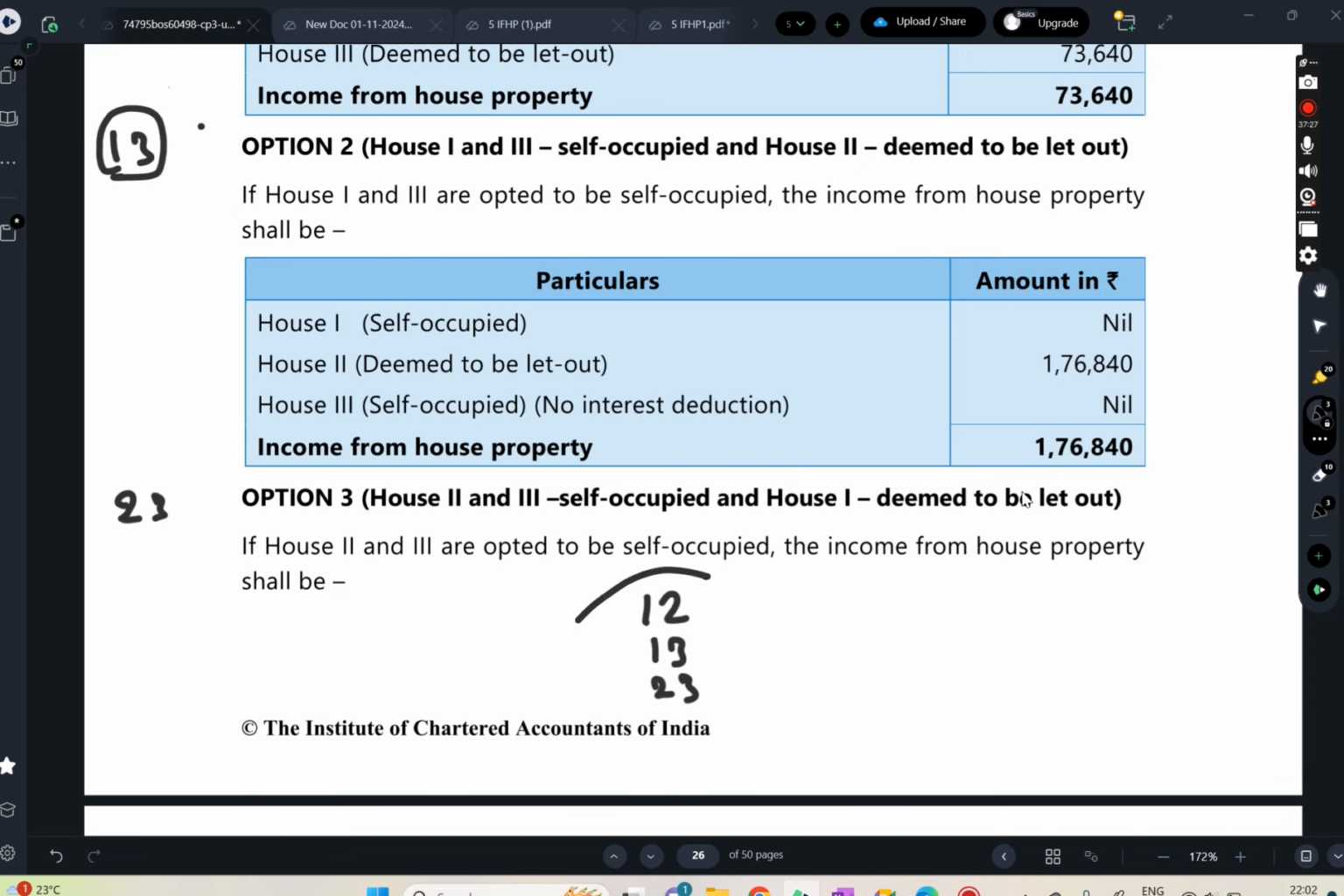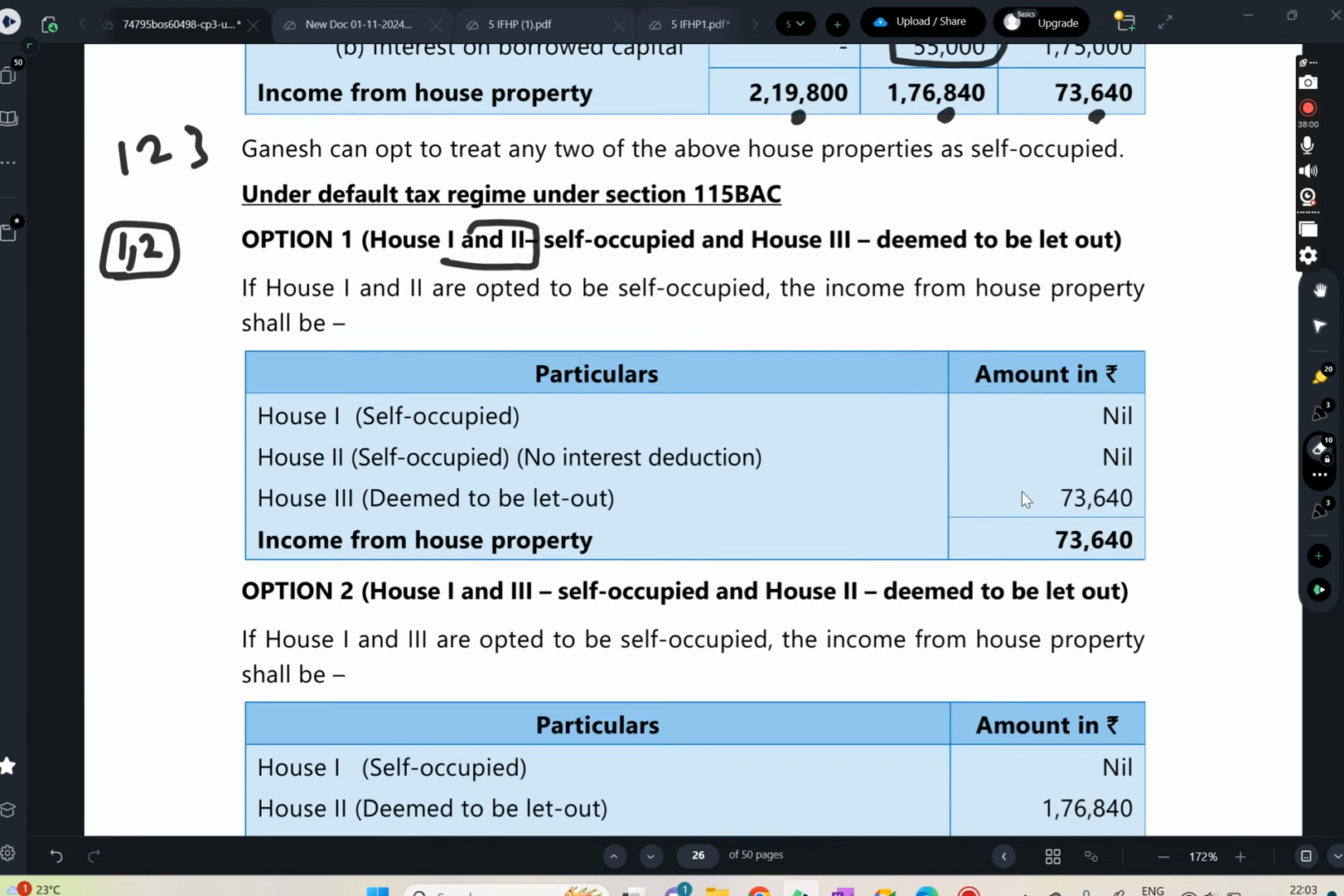Now in these 3 cases, can I say every house is covered, right? Every house is acting as a self occupied property, and every house is acting as a deemed let out property, right? In the first scenario, 3 is deemed to be let out. In the second scenario, 2 is deemed to be let out. In the third scenario, 1 is deemed to be let out. So I am touching all the scenarios, so this is the combination 1 2, 1 3, 2 3 they have taken. Okay, fine.